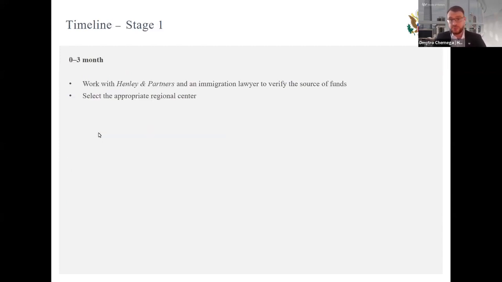So now the timeline. How much time do we need to actually apply for EB-5 and get a permanent green card? Structurally, we can divide the application process into three stages. The first stage is the pre-qualification, where we work with the qualified investor and their source of funds and choose the regional center. This usually takes up to 3 months, but of course, it can be done either faster or slower, again, depending on each and every individual case.